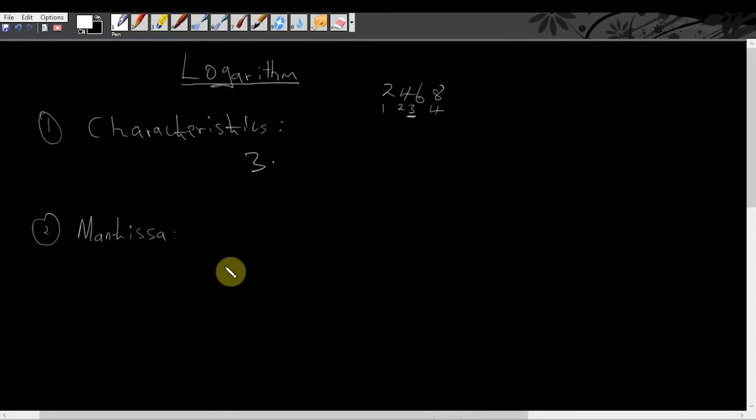Okay, from what we learned from the logarithm table, the mantissa of this 2468 is 0.3923. The combination of this and this now gives us the logarithm of a number. The logarithm of this 2468 is 3 point, then this mantissa will now come, which is 3923. We got it from the logarithm table.